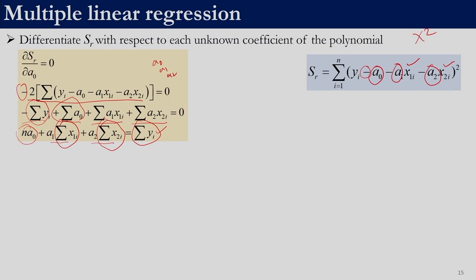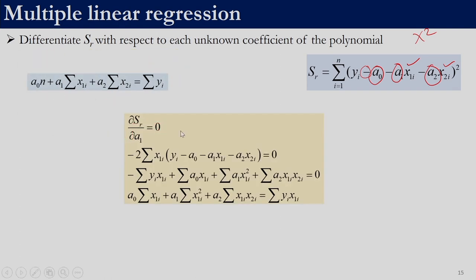Similarly, we need to do dou SR by dou a1. Whatever equation we have derived is given over here. So let us calculate dou SR by dou a1 equal to 0. We apply this stationary point condition. In this case, again 2 times this value. Then we differentiate: differentiation of yi will be 0, with respect to a0 would be 0, with a2 will be 0. Differentiation with respect to a1 will give us the coefficient minus x1i. That is why we have this x1i and this minus over here. Similarly, 2 can be eliminated because the right hand side is 0, and then we expand this.